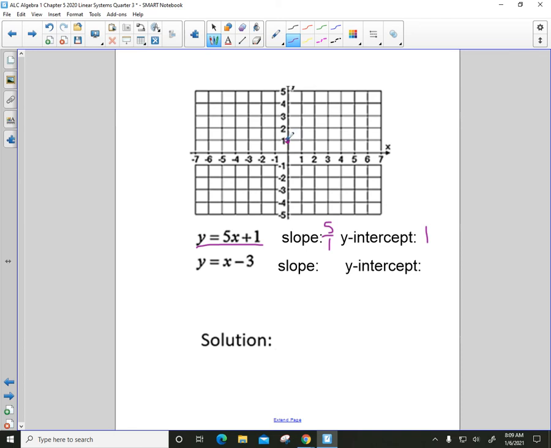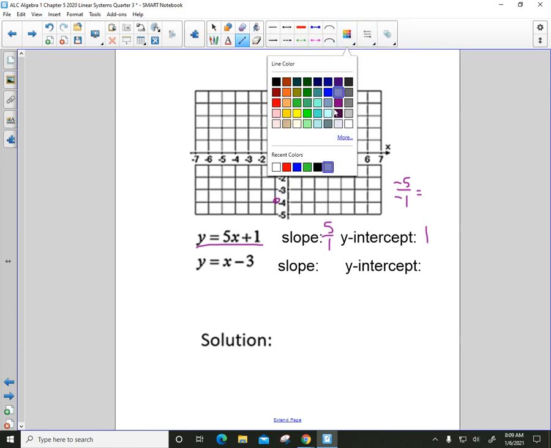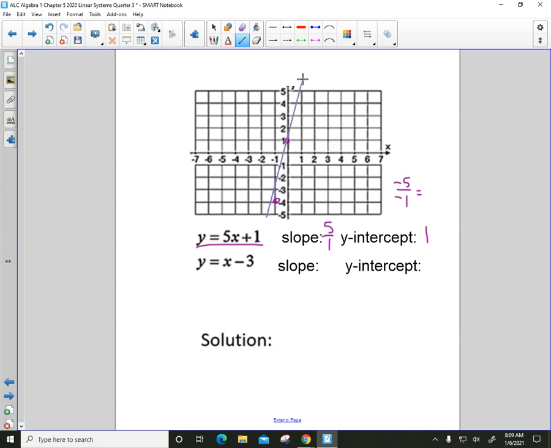All right. And then if we graph that, we go 1. And then we try to go up 5 over 1, but oh snap, it won't fit. So we're going to do negative 5 over negative 1, because a negative divided by a negative is, that's right, a positive. So we go down 5. 1, 2, 3, 4, 5, and we go back 1. All right, and then we play connect the dots again. And this is going to give us our equation. Or I'm sorry, our line. All right, that's your first one.